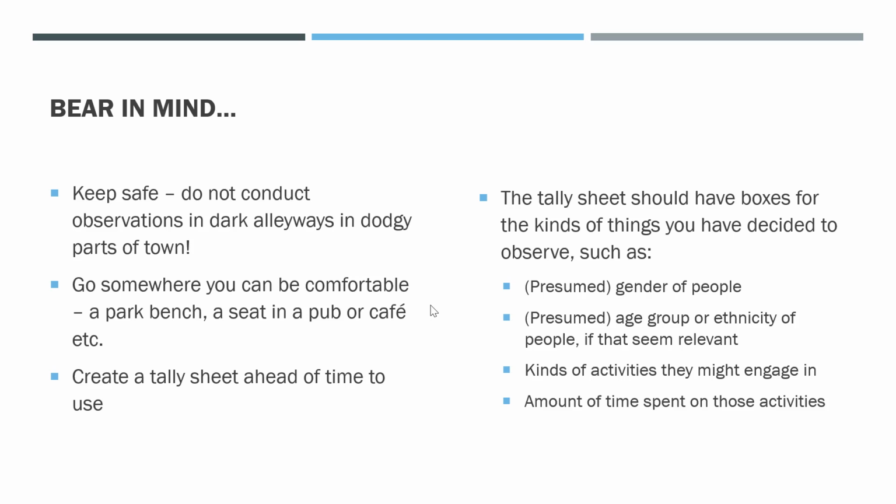Just to reiterate: somewhere safe, somewhere you can sit quietly in a corner, and you've got your tally sheet prepared ahead of time, like a grid with a few boxes on it, where you can note male or female, rough age groups, and scribble down a detail of what they do. Or you've decided ahead of time the kinds of things they're likely to do, and you just tick off how many times those activities happen. I'll show you an example of a tally sheet in just a second.